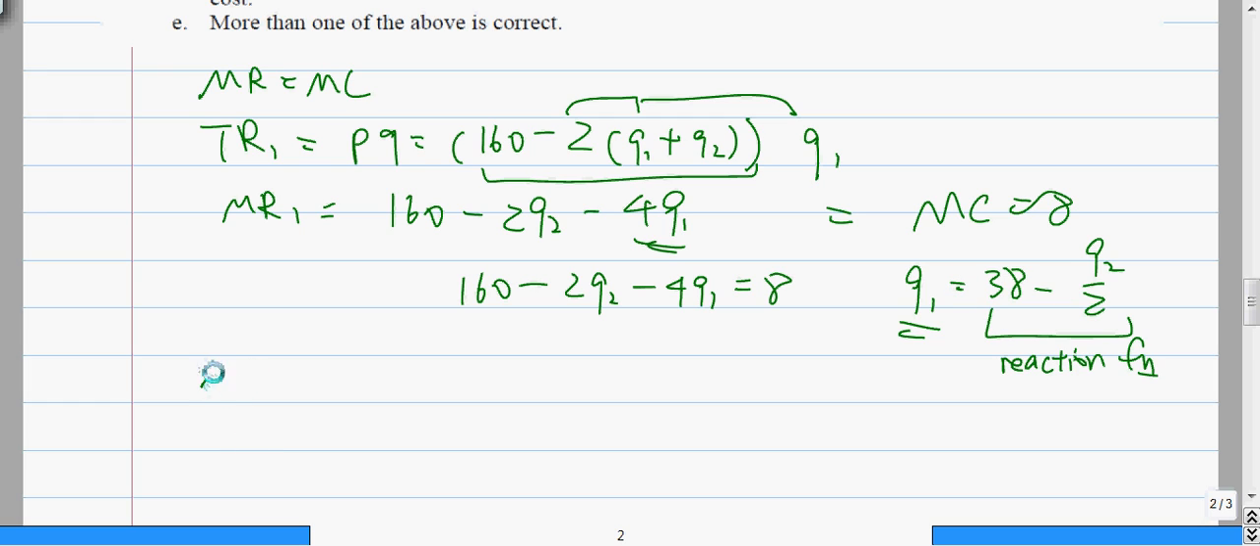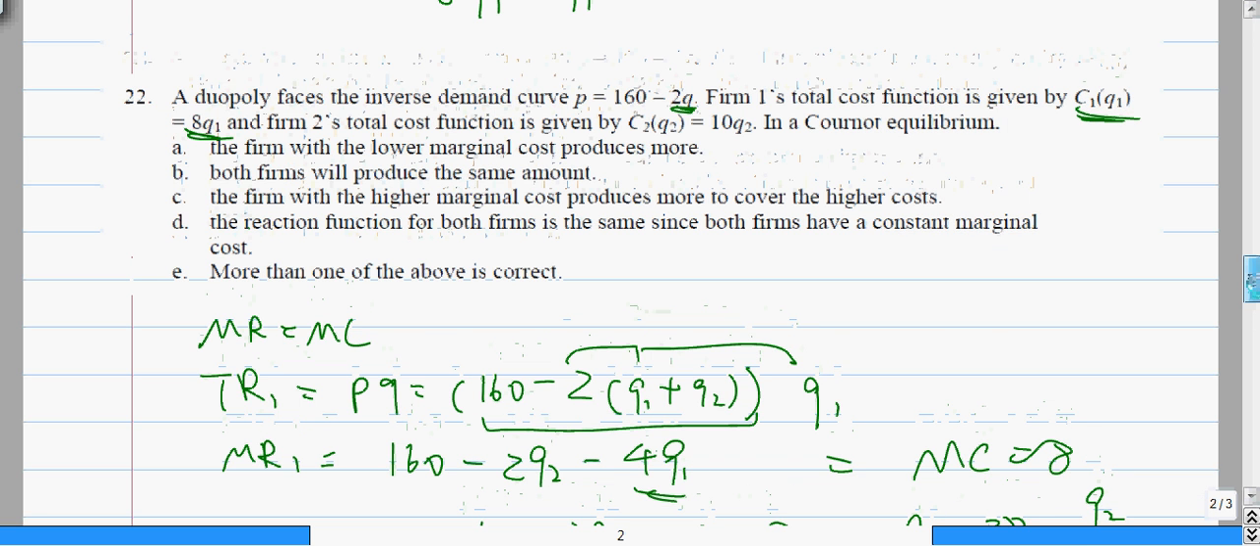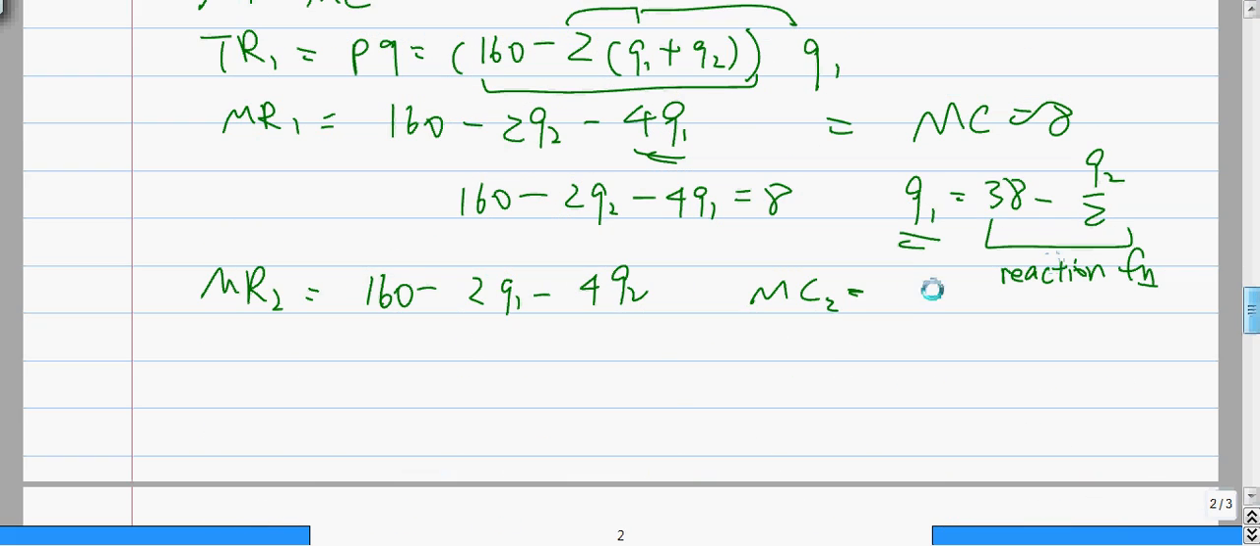Similarly, we could do the other one. Here I will use the shortcut. It's just exchanging the subscripts, and MC is different. What is this? MC is 10. So we would write the same thing, I guess. So Q2 is equal to 37.5 minus Q1. So we have both the reaction functions. We can substitute one into the other and solve for Q. I think the numbers are too hard to solve, so I will not solve.